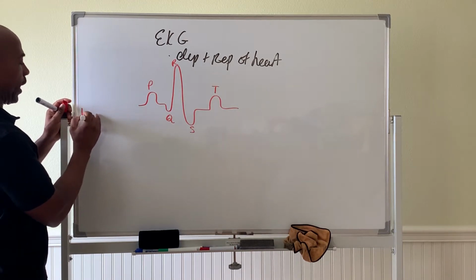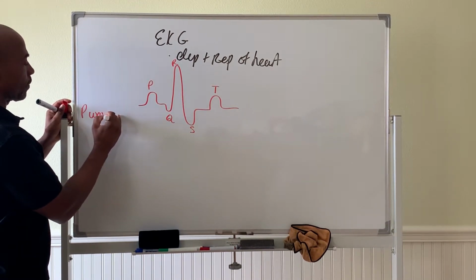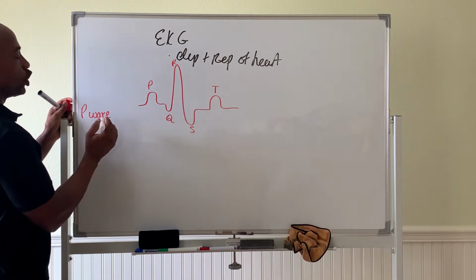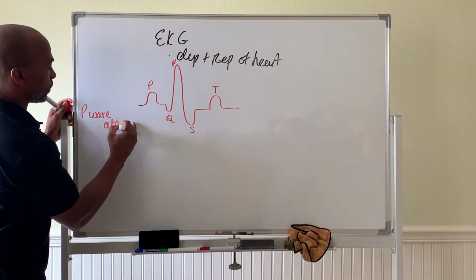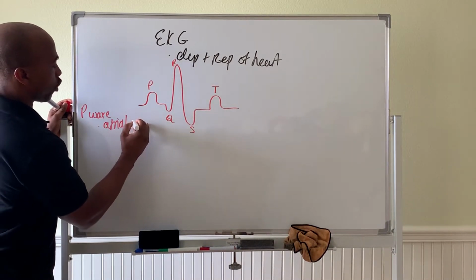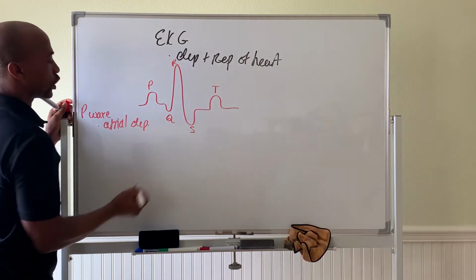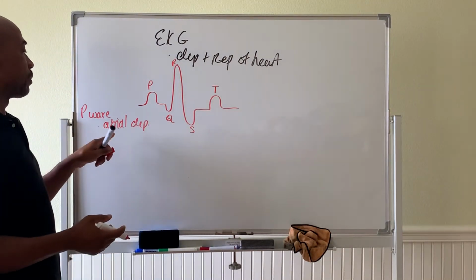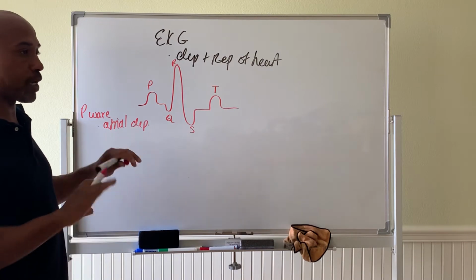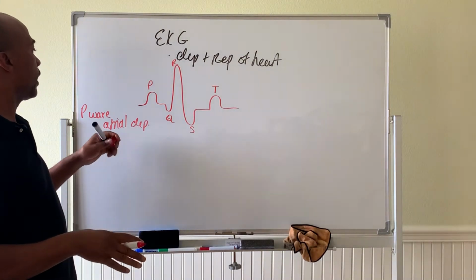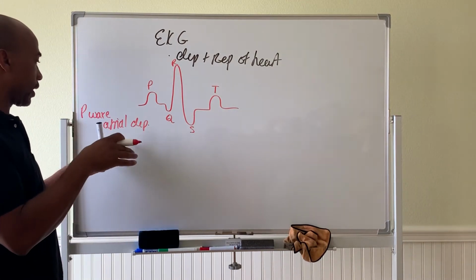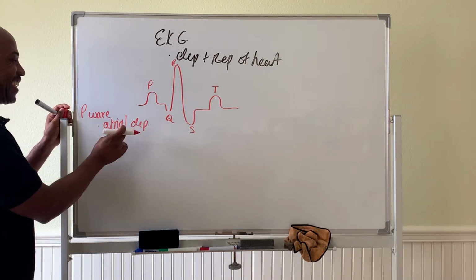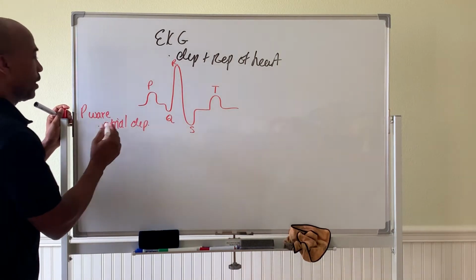So the P wave happens during atrial contraction, or atrial depolarization. So right before the atria contract, they must first depolarize. That's when the SA node is spreading across the atrial walls. You get the P wave deflection, okay, atrial depolarization, which precedes atrial contraction.